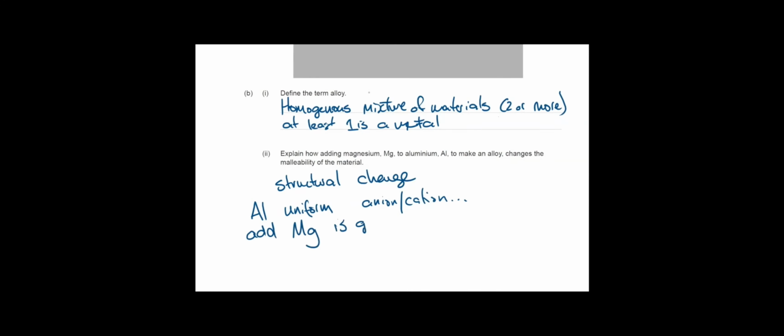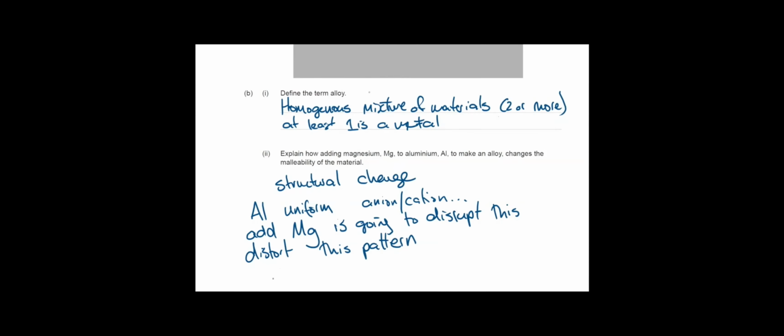Okay, explain how adding magnesium Mg to aluminium changes the malleability of the material. So there is going to be a structural change whenever you have an alloy like that. The aluminium that we had before is uniform. It's anion, cation, etc. Adding magnesium, Mg, is going to disrupt that pattern. So it's going to be an irregular pattern, and it's going to distort this pattern. So why is that important?